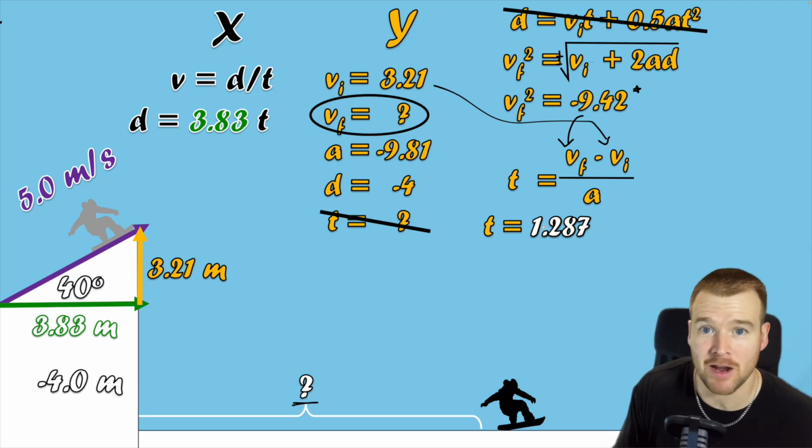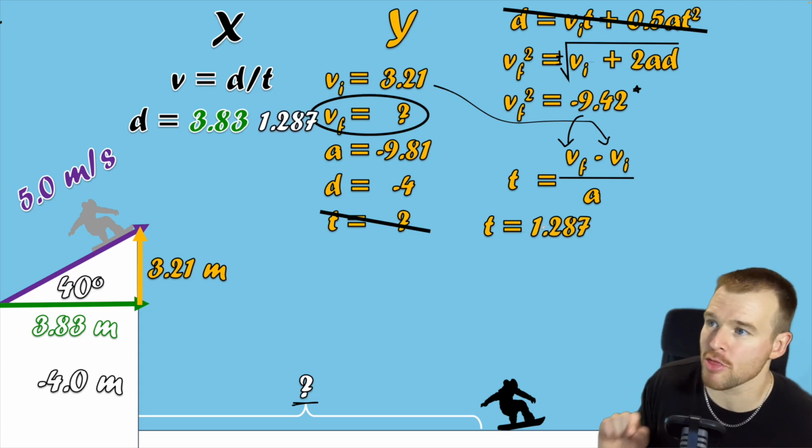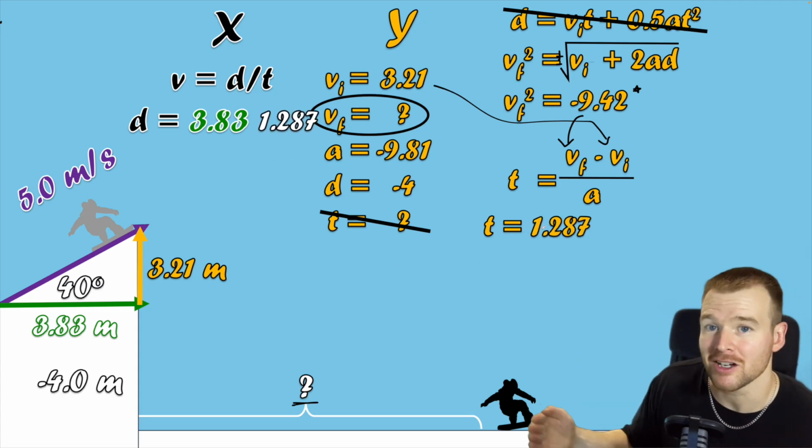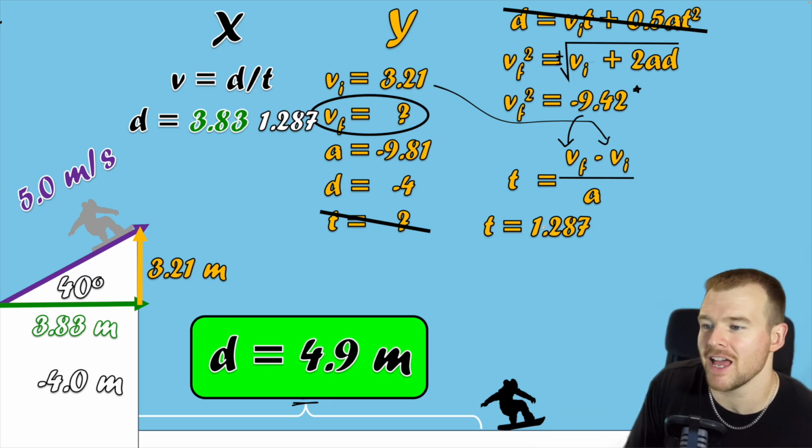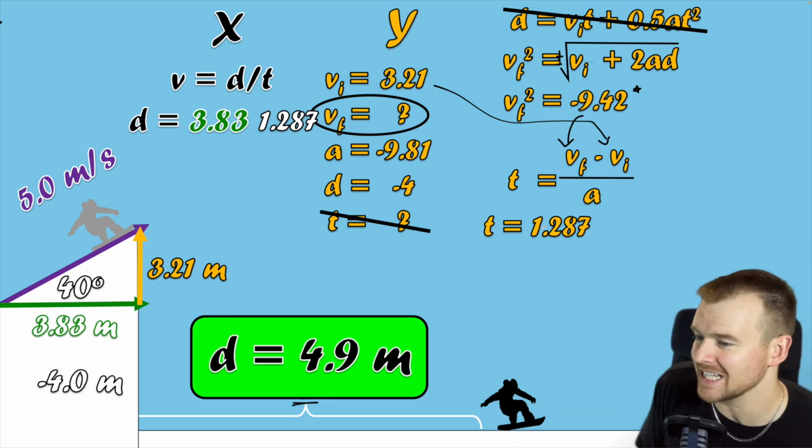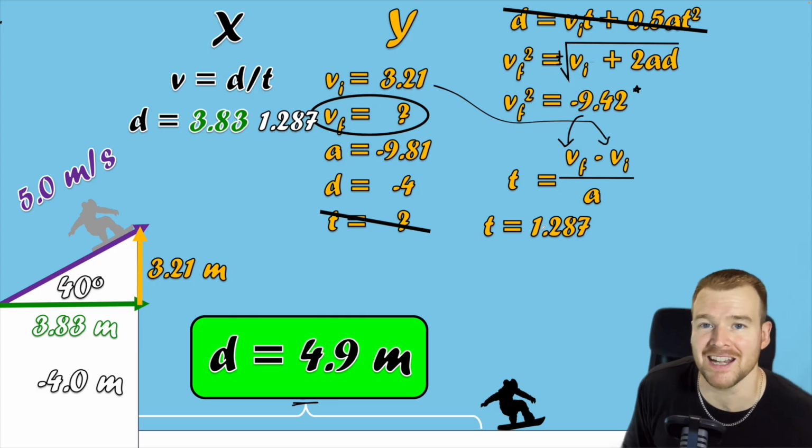Okay. After that, we're just about done. Let's take that number for time and throw it back in for x, our speed in x, multiplied by the time, and we get a bit of a larger distance here. dE is equal to 4.9 meters.